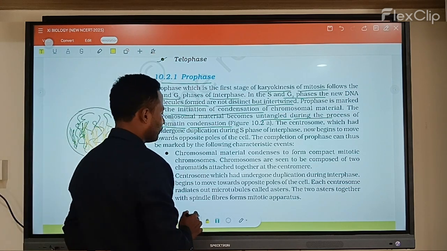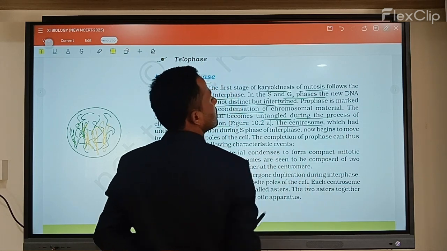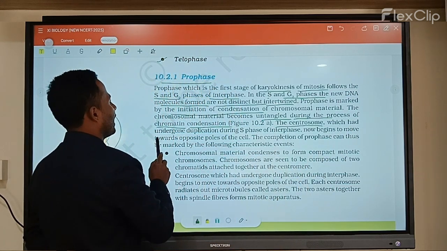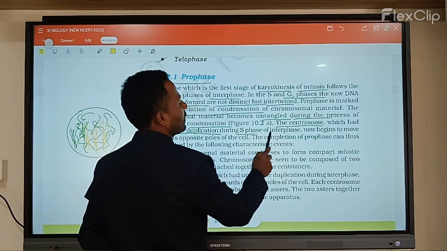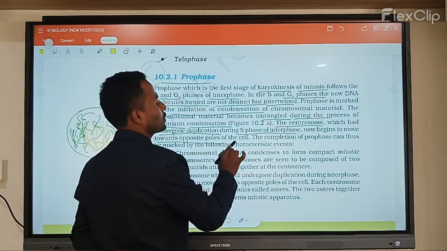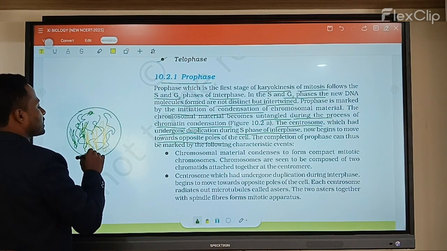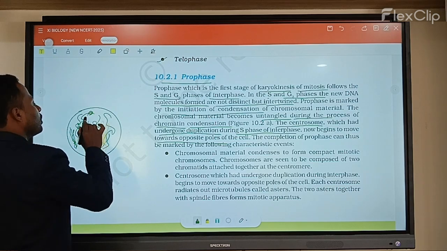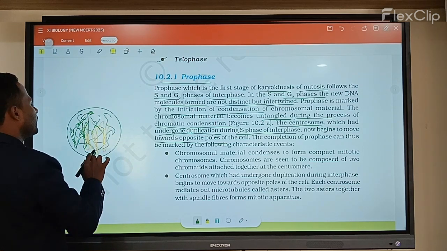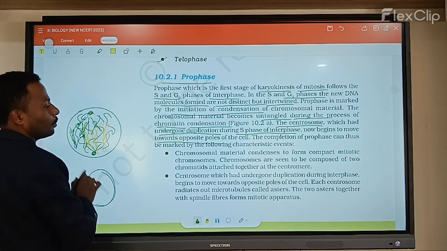Now the centrosomes, which underwent duplication during the S phase of interphase, begin to move towards the opposite poles of the cell. So two asters are formed, and they move until they are completely at the opposite poles.